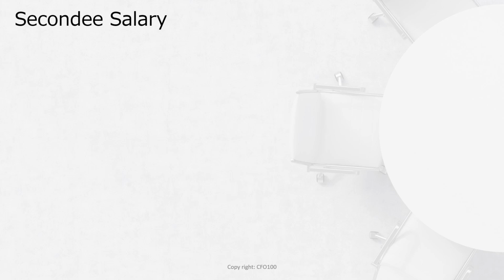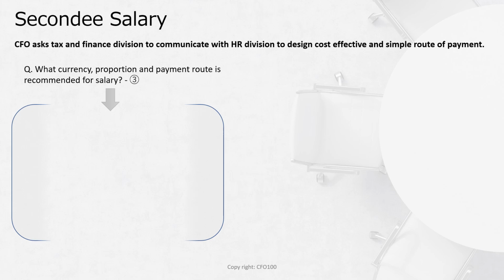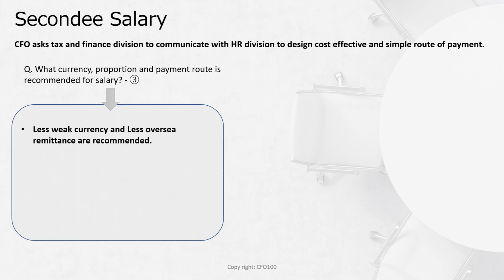The third question was, what currency and payment route is recommended for salary payments? Related to those topics, the Tax and Finance Division will communicate with the HR Division to design an effective and simple payment route. The answer to the question is less weak currency and less overseas remittance. The reason is that a large salary portion of weak currency is not preferable for the seconded persons.